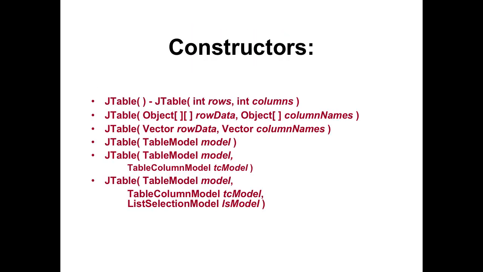Typically, you can define the table to have a known number of rows and columns, or you can give it row data with column names directly. It'll also take in vectors, but the interesting thing, if you're using the model view controller, is to pass in a table model. The table model is a whole separate class. You can construct it, and then when you put it into the JTable, it becomes an observer of the table model's changes, and it also can control the table model.